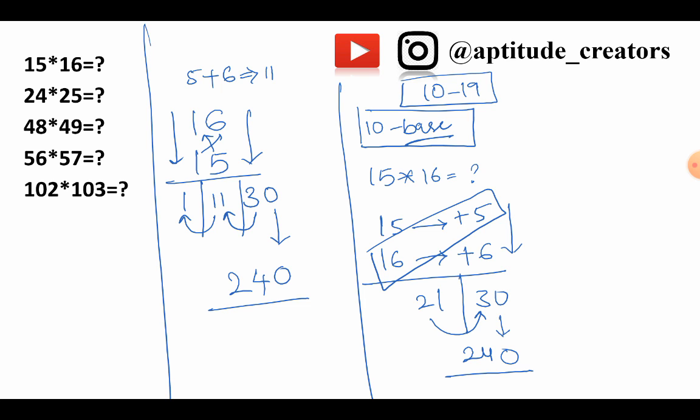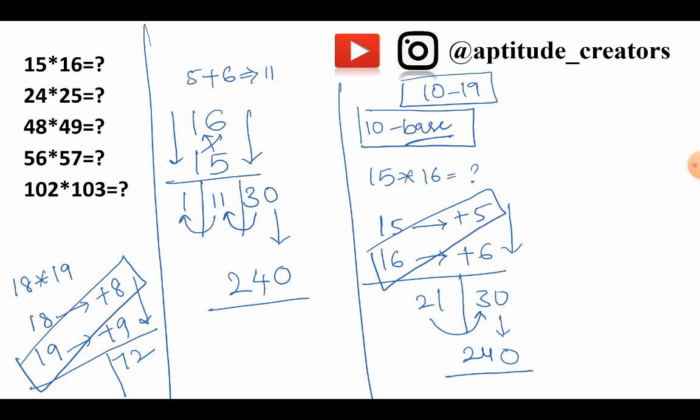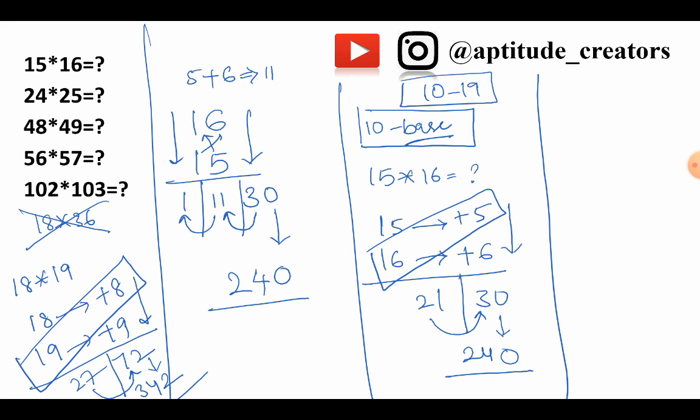For example, if the number is like this, 18 into 19. Now 18, how much is more? Plus 8 is more. 19, how much is more? Plus 9 is more. Now 8 into 9 will give the result as 72. What about 19 plus 8? 19 plus 8 will give the result as 27. Now fix the unit digit as 2. 27 plus 7 will give the result as 34. Answer is 342. Like this you can apply. Now what about if you are multiplying 18 into 36? This method is not applicable for this. Now what about the other method?